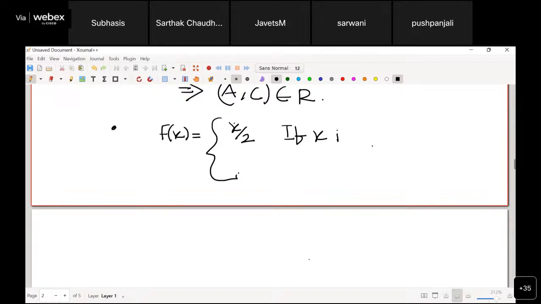If x is even, so the function is basically defined from Z to Z. Okay. So if x is even, this is x by 2. And if x is odd, this is 0, right? Yes. So one thing is clear. First tell me whether this function is one-one.